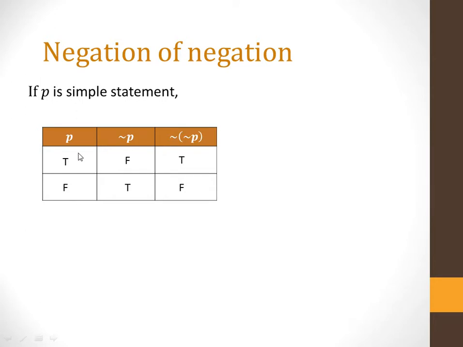This truth table shows that the column of negation of negation P is the same as the column of P. So we get the logical equivalence that negation of negation P is equivalent with P. So this is the rule for negation of negation.